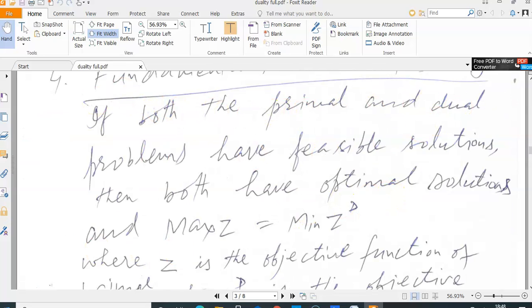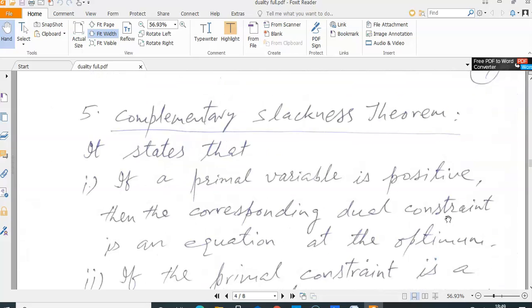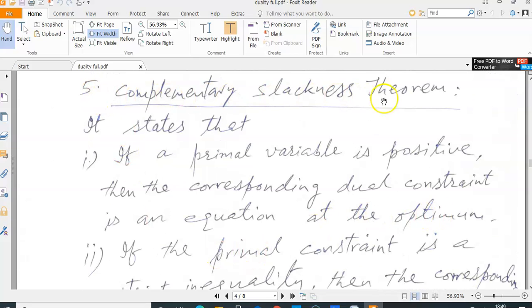If both the primal and dual problems have feasible solutions, then both have optimal solutions and maximize Z is equal to minimize ZD. So when feasible solutions exist, the optimal values of the objective functions of both problems will be the same. That is, maximize Z equals minimize ZD, where Z is the objective function of the primal and ZD is the objective function of the dual. Then comes the last one, the complementary slackness theorem.